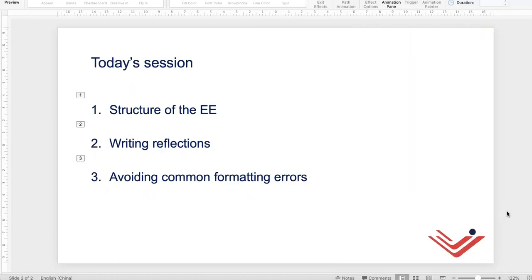Now, in today's session, we're going to talk about, first of all, the structure of the EE. We're going to talk about writing reflections, and then I'm going to hopefully give you some useful advice about how you can avoid common formatting errors in your EE.